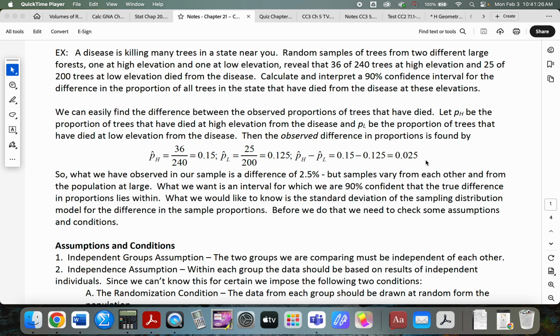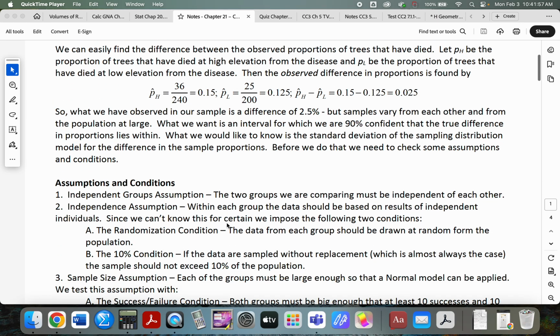So the problem is that there is a difference in our samples, but the samples are going to vary from one to another. So we'd like to get a confidence interval. What do we think the difference in the two proportions is going to be? What we would like to know is the standard deviation of the sampling distribution for the difference in the sample proportions. And that is a lot of words, friends. Before we need to do that, we need to check some assumptions and conditions.